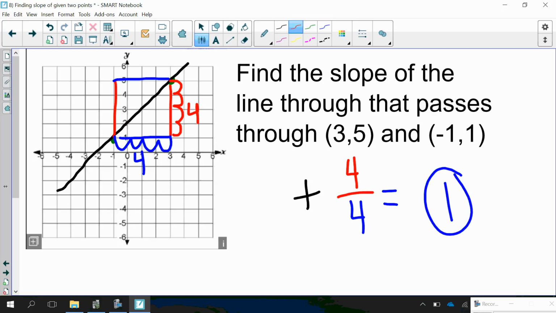Let's say you drew your triangle the other way. I still have 1, 2, 3, 4 loopties and 1, 2, 3, 4 loopties. So I would still have a rise of 4 and a run of 4.